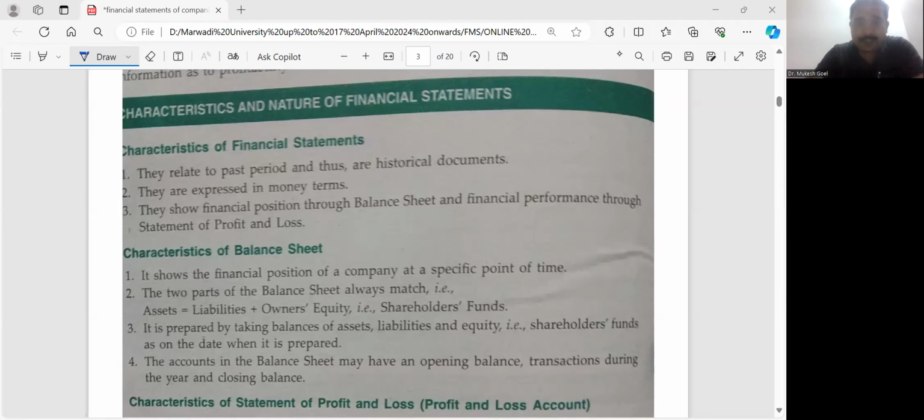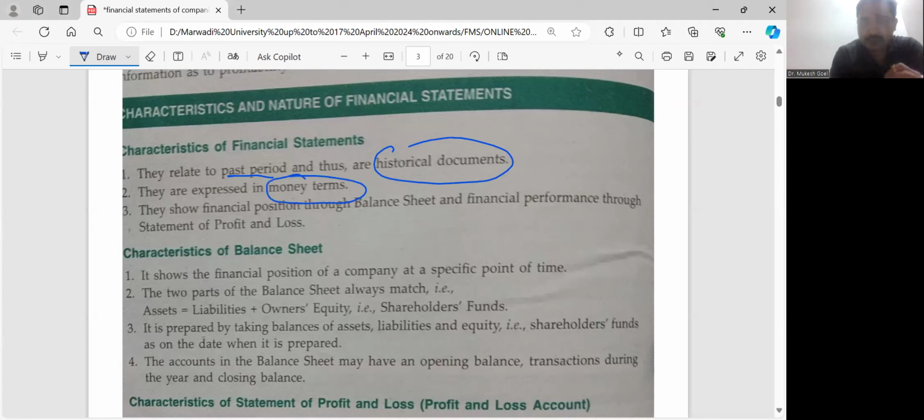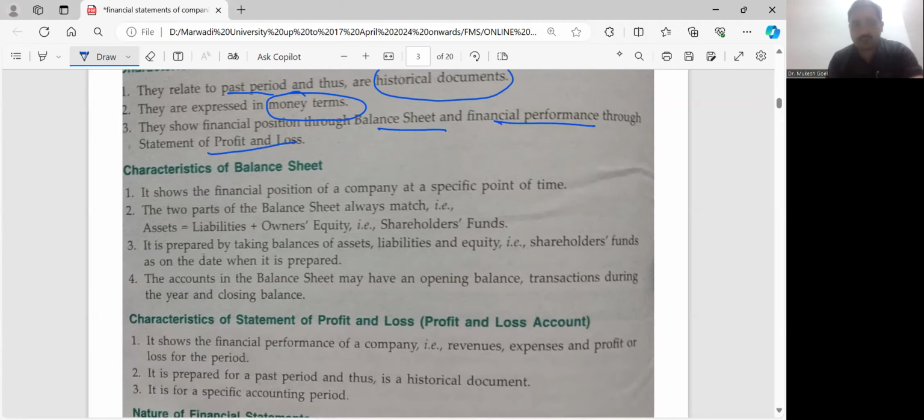Now, characteristics of financial statements. Financial statements relate to the past record. Thus, they are called historical documents. They are expressed in monetary terms. They show position through the balance sheet and financial performance through the profit and loss account.